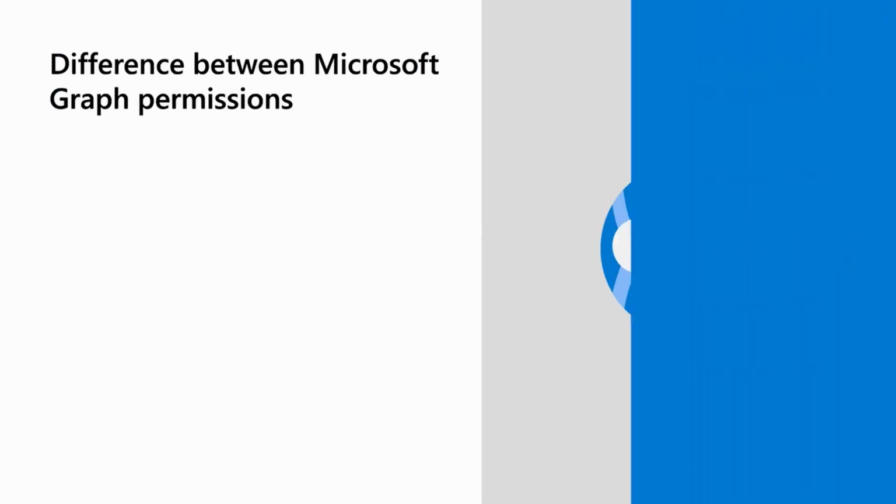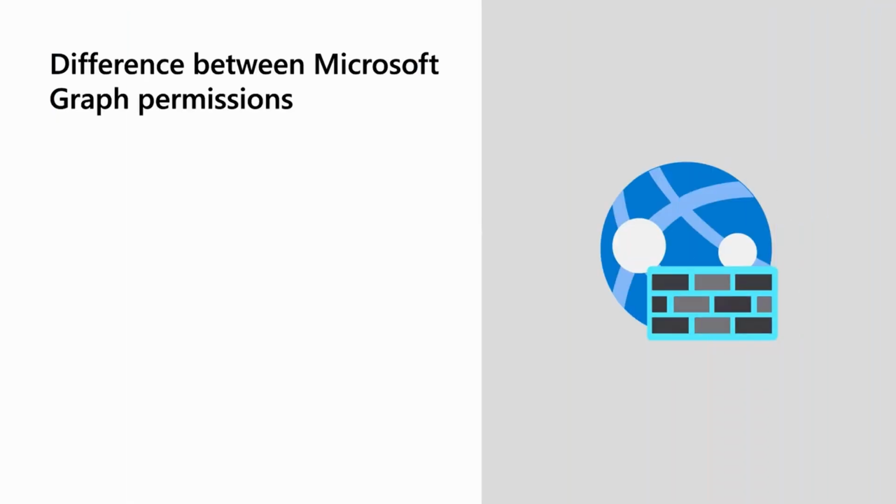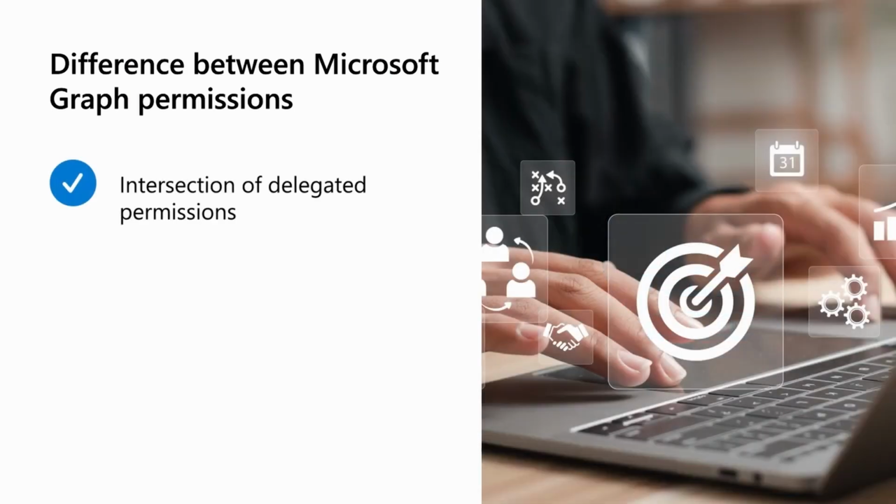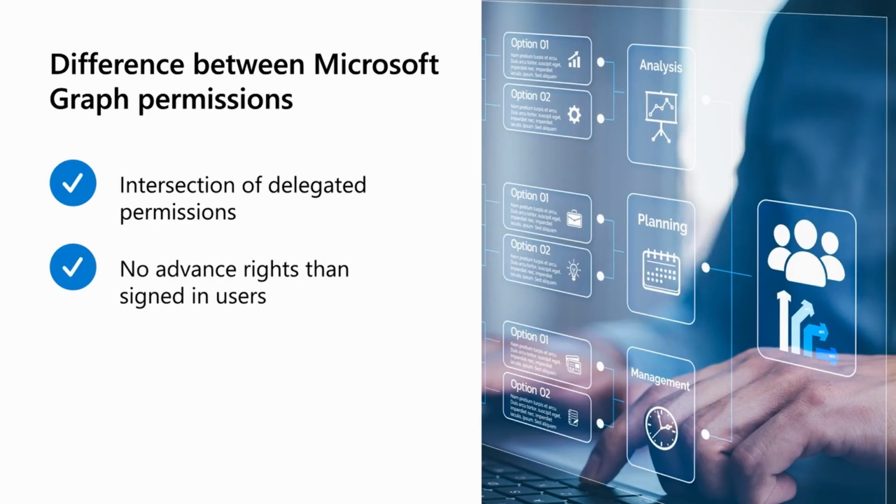Now, let's look at the difference between delegated and application permissions in terms of effective permissions. For delegated permissions, the app's effective permissions will be the intersection of the delegated permissions that the app is granted through approvals and the privileges of the recently signed-in user. Your app never has more rights than the signed-in user. Within the organizations, the policy or membership in the administrator role can determine the privileges of the signed-in user.